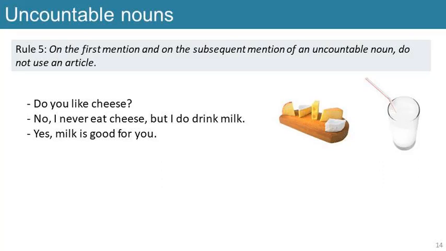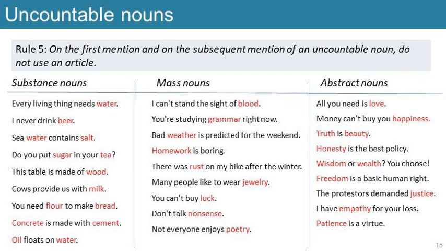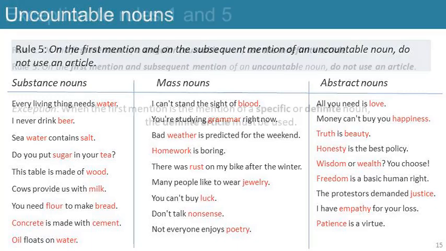Here is an example conversation. Do you like cheese? No, I never eat cheese, but I do drink milk. Yes, milk is good for you. Here are some more examples of the zero article in front of uncountable nouns. The uncountable nouns here are broadly categorized as substance nouns, mass nouns, and abstract nouns.